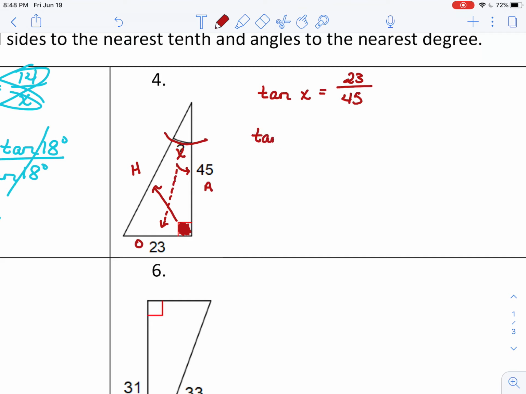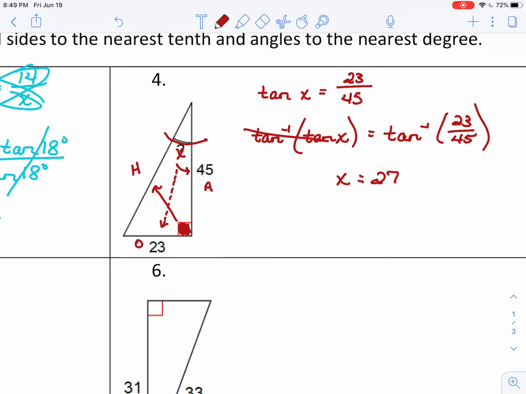To get x by itself, we take tangent inverse of both sides of the equal sign. So remember, this looked like I can take tangent inverse of tangent x. I'm going to take tangent inverse of 23 over 45. So this side cancels. So I'm going to find x by just figuring out what is the tangent inverse of 23 over 45. So I have to type in my backwards calculator, 23 divided by 45, and I'm going to hit equals, and then second tangent to get that little -1.